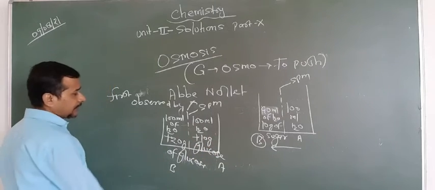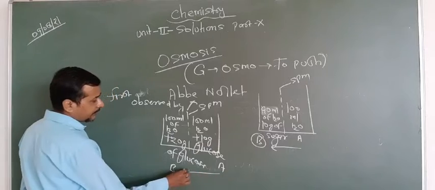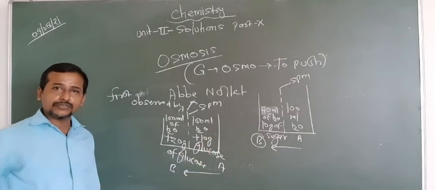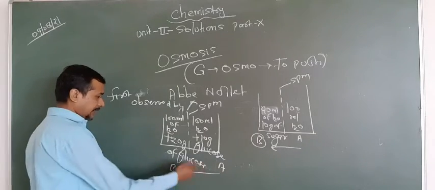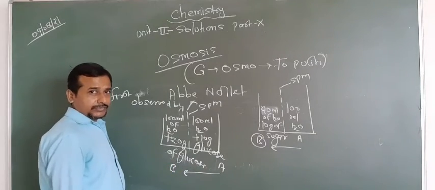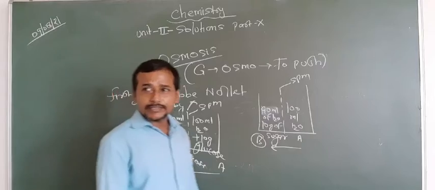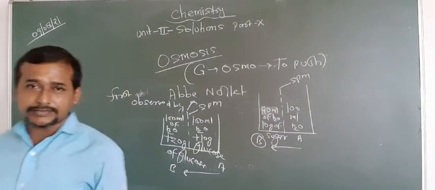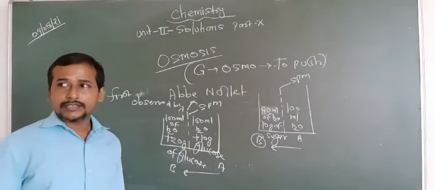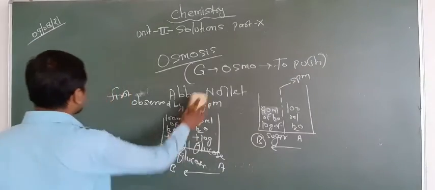So again, the solvent particles move from the lower concentration solution to the higher concentration solution. That means from container A to B through a membrane. That's why this is known as osmosis. So this is all about osmosis. Are you getting this point or not? Now let us focus on osmotic pressure.